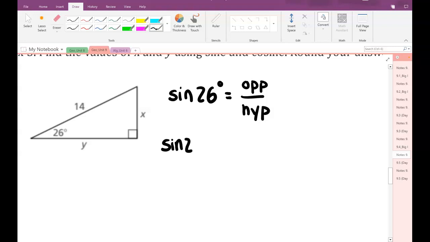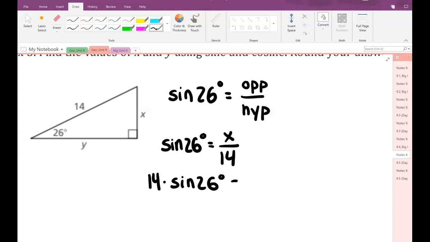So the sine of 26 degrees is equal to the opposite side, which is x, over the hypotenuse, which is 14. So then we solve for x by multiplying 14 on both sides. So 14 times the sine of 26 degrees is equal to x. So then x will be equal to, rounded to the tenth, 6.1.